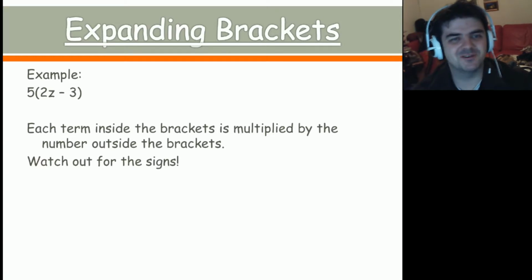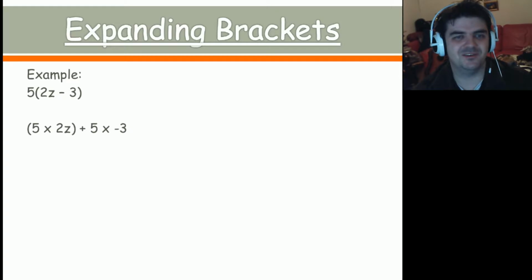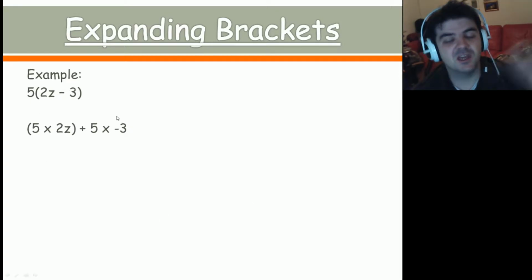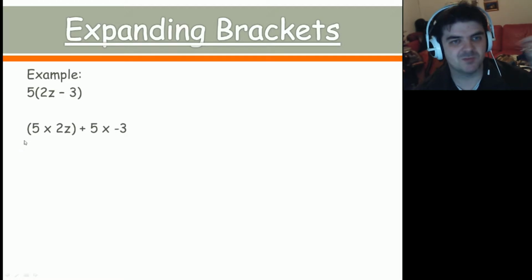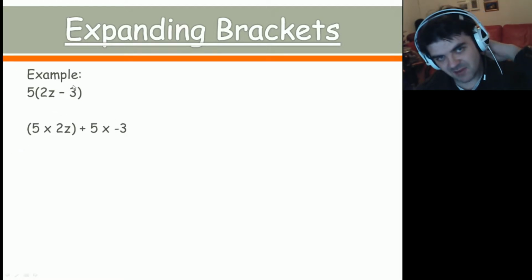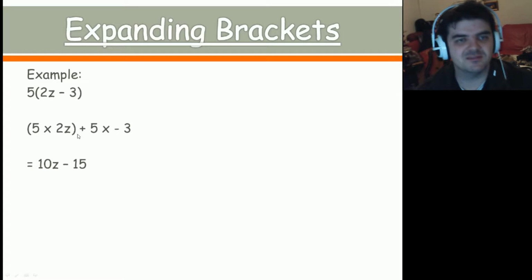Let's look at an example without using rainbows and suns. Well, 5 upon 2z minus 3. So we do 5 times the 2z and 5 times the minus 3. Gotta be careful of your signs. Okay, so you do 5 times your 2z and 5 times your minus 3. If I do that, I will get 10z here, and the 5 times 3 gives me 15. With a plus and a minus, that gives a minus, we get 10z minus 15.